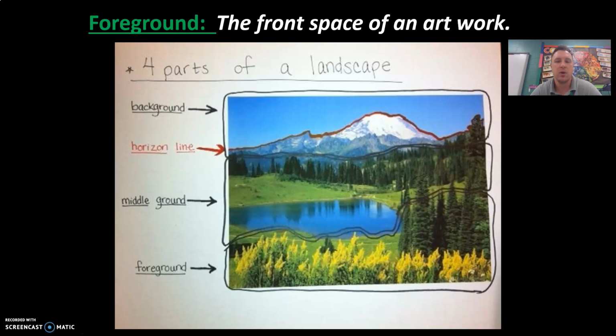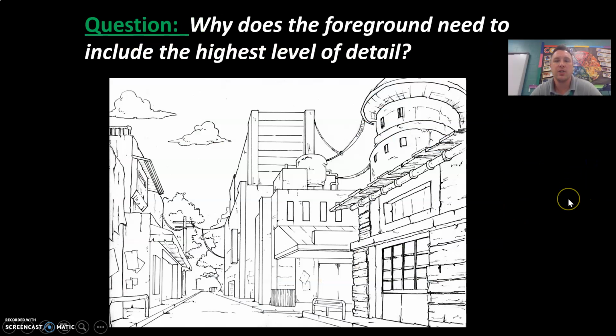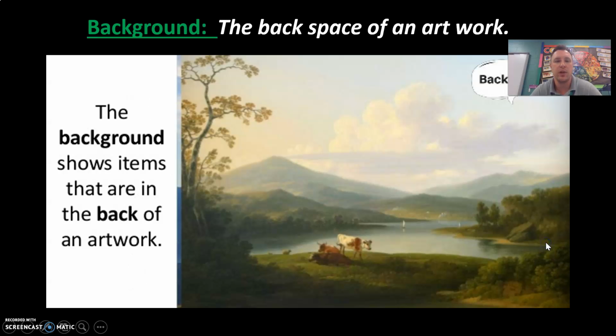Foreground is the front space of an artwork, so everything in the front of your project is the foreground. And then, of course, the middle ground in the middle and the background in the back. Why does the foreground need to include the highest level of detail? Well, that's simply because the things closest to us have the most detail because we can see them the best. For the same reason that things get smaller in the distance and we can't see them as well, we also can't see the detail that goes along with it.